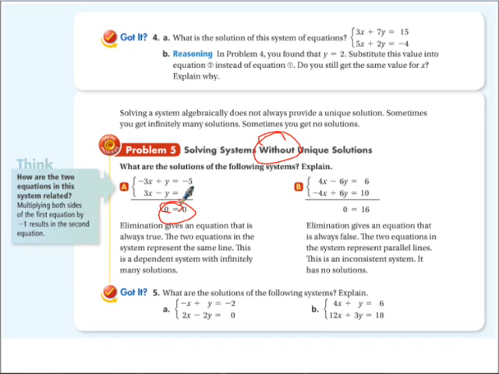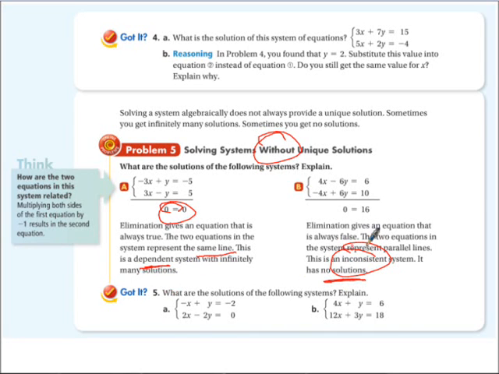Those two equations represent the same exact line, okay? So just like if we graphed it and got the same line, there's infinitely many solutions. Here, we add down, we use elimination, and we get 0 equals 16. Well, that's not true. This is an inconsistent system and has no solutions, okay?